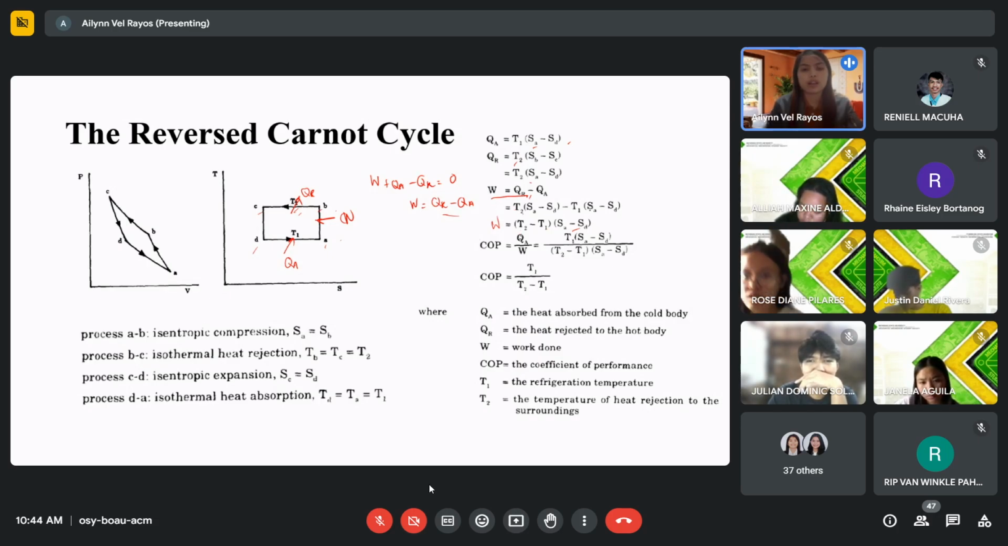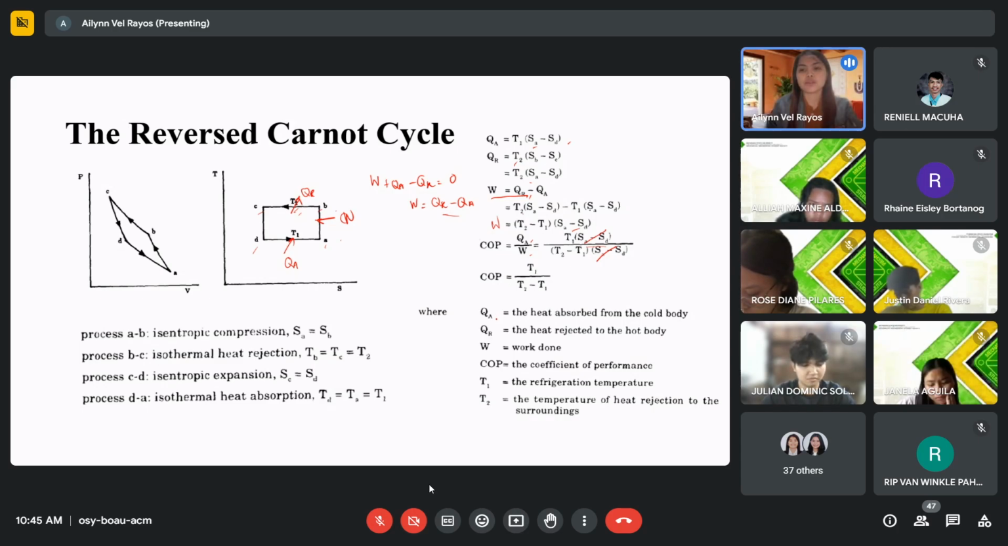So in order for us to get our coefficient of performance, we have QA and work here. Okay? So QA divided by work. QA is T1 delta S divided by T2 minus T1 delta S for our work. So cancel since same factor. So our COP is T1 over T2 minus T1. You have to take note of the formula for COP in the reverse Carnot cycle.